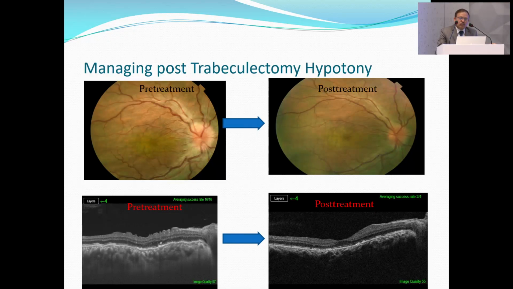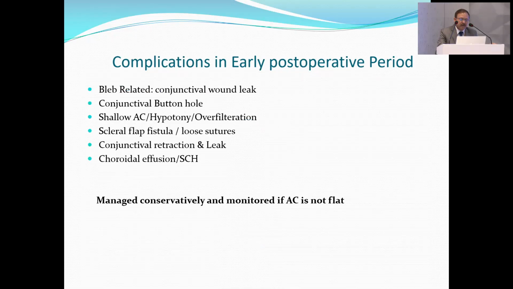Most of them can be managed conservatively, like this post-operative hypotonic maculopathy. Managed conservatively, we had a good outcome. Complications in the early post-operative period may be related to the conjunctiva, a leak at the limbus, or some button holing. You will find normal or low pressure with a flat conjunctiva. So always look for a leak at the limbus, or any button holing or loose conjunctival sutures.